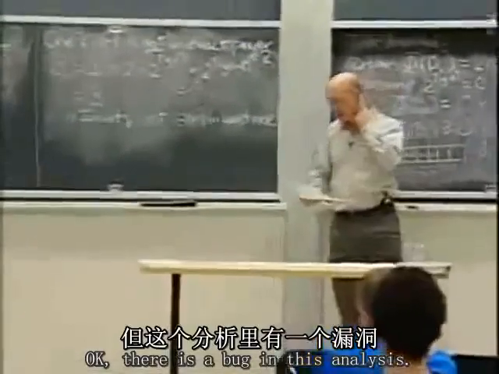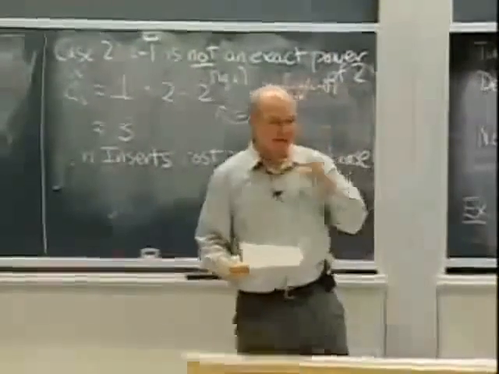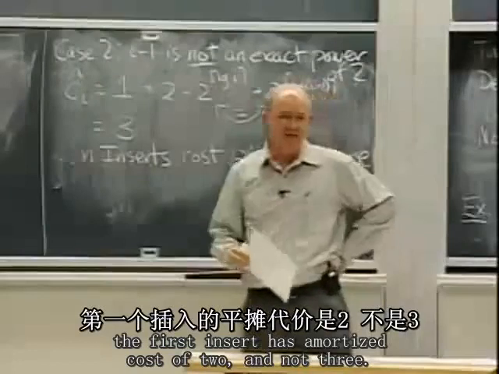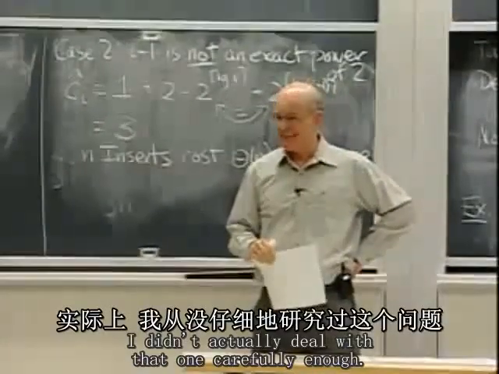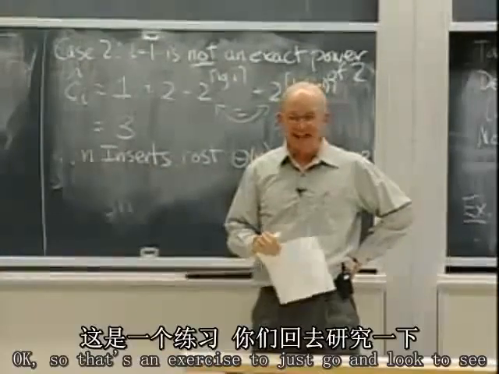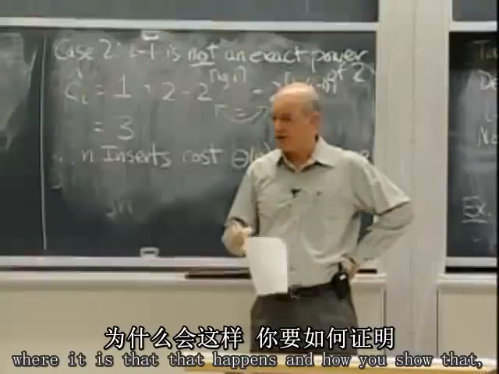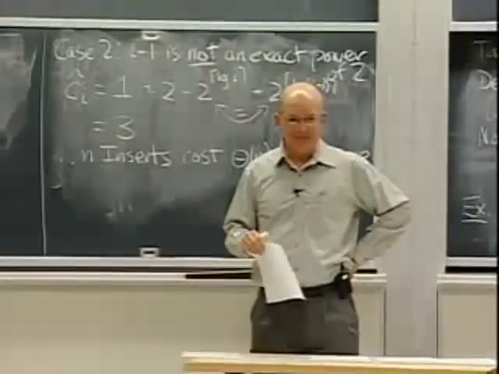Okay, there's a bug in this analysis. It's a minor bug, the one I pointed out before. The first insert has an amortized cost of 2 and not 3. I didn't actually deal with that one carefully enough. So that's an exercise: go and look to see where that happens and how you show that, in fact, the amortized cost of the first one is 2. Okay, where that shows up.